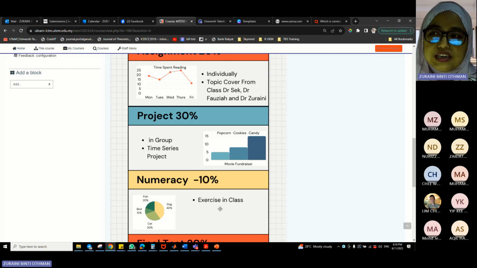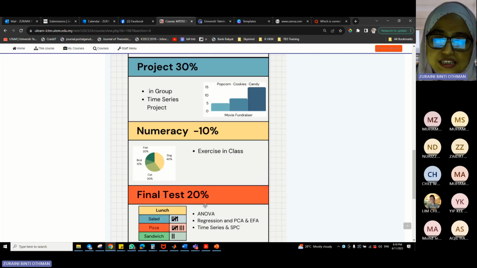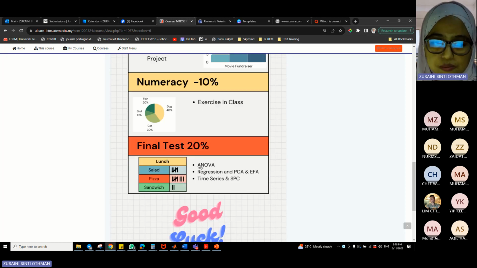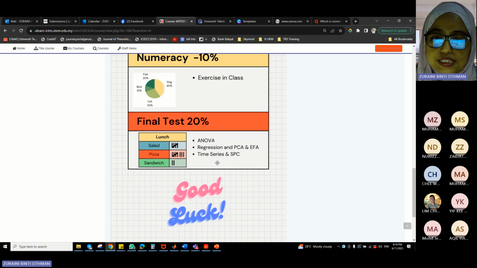Then you will be given some duration, but a short one if you compare with the assignment, and you may refer to other sources, then you will submit it and you get 10%. And our final test later is on my topic, ANOVA. After this, we will learn ANOVA. But tonight, we only cover multivariate. After that, regression, PCA, and EFA are from Dr. Fauzia. And time series and SPC are from Dr. Siti Azira for the final test.